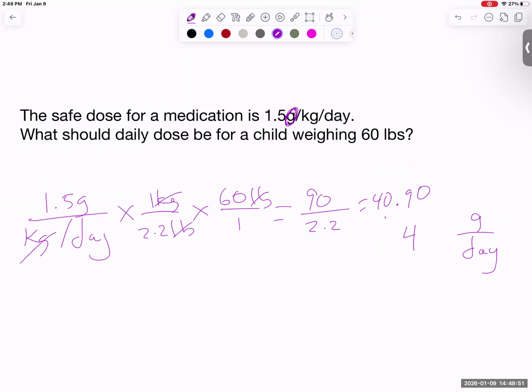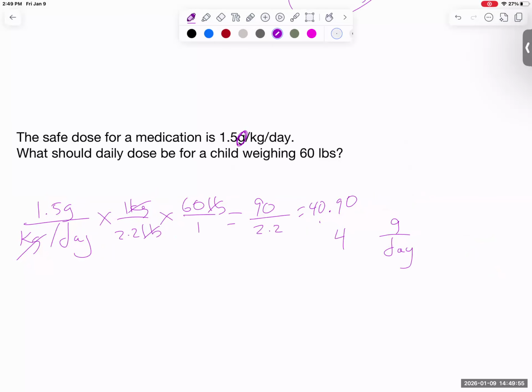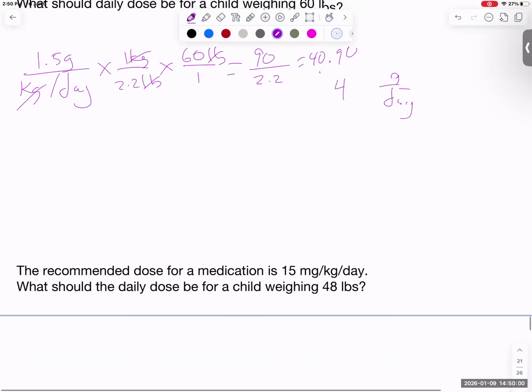Okay, so now you asked Jen a great question about when do we use per dose? Because it'll say per dose and it'll give a time. So I'm going to show you what that looks like.